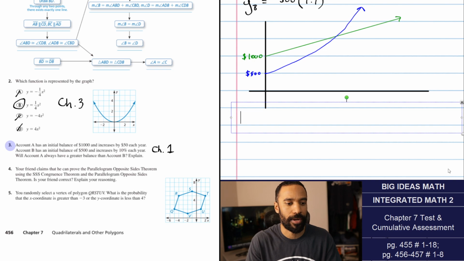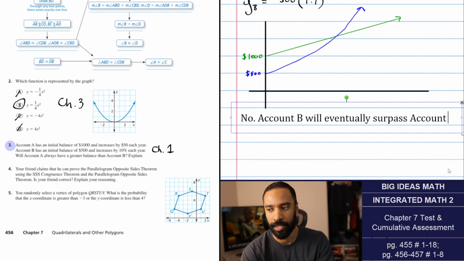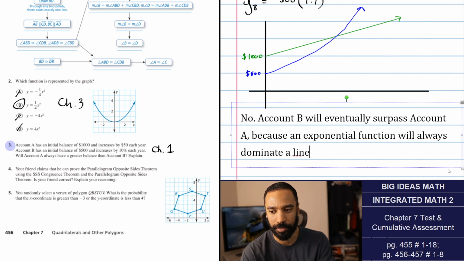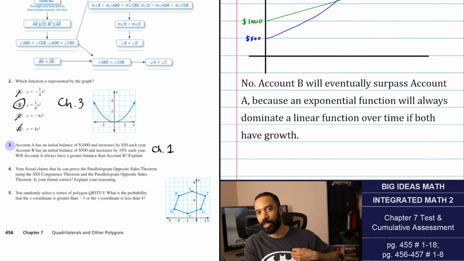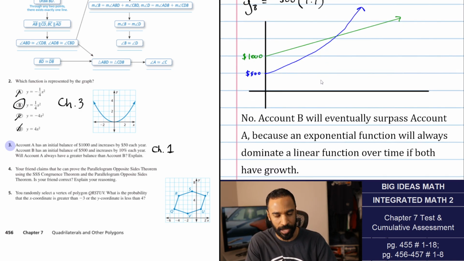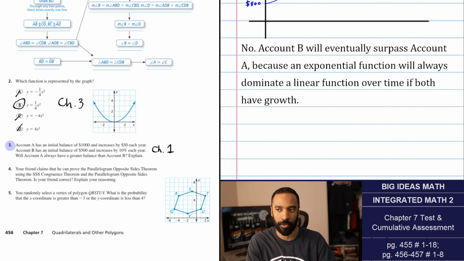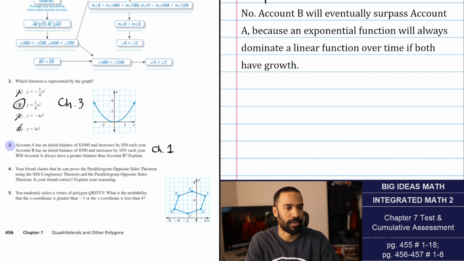It says to explain. Will account A always have a greater balance than account B? Explain. No. Account B will eventually surpass account A because an exponential function will always dominate a linear function over time if both have growth. It doesn't matter. Listen, it doesn't give us a time frame, and it didn't ask what time frame it was. If I used a graphing calculator, I could tell you exactly what it is. I have no idea. But over time, one will always beat the other if both are about growth. Or if both are about decay, one will surpass the other in the same kind of way. So no, account B will eventually surpass account A.